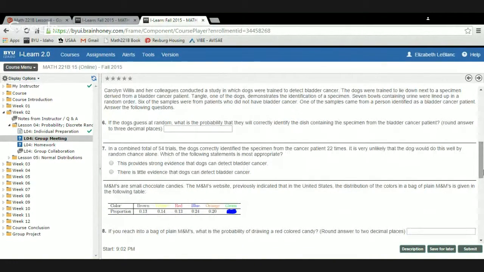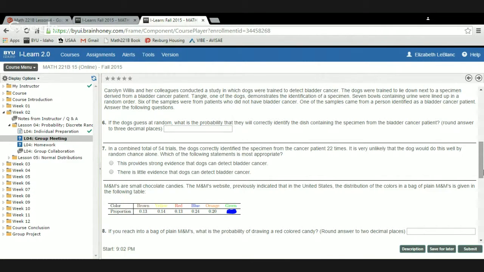Caroline Willis and her colleagues conducted a study in which dogs were trained to detect bladder cancer. The dogs were trained to lie down next to a specimen derived from a bladder cancer patient. Tingle, one of the dogs, demonstrates the identification of a specimen. 7 bowls containing urine were lined up in a random order. 6 of the samples were from patients who did not have bladder cancer. 1 of the samples came from a person identified as a bladder cancer patient. If the dogs guess at random, what is the probability that they will correctly identify the dish containing the specimen from the bladder cancer patient?